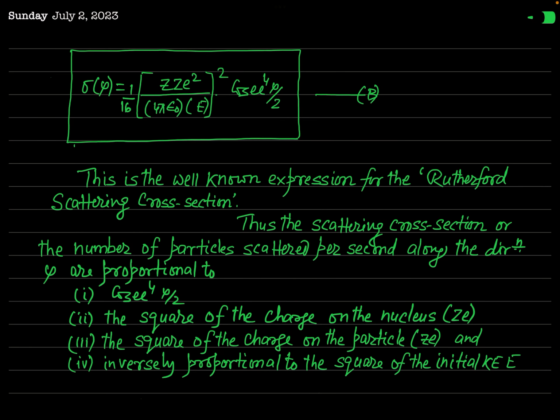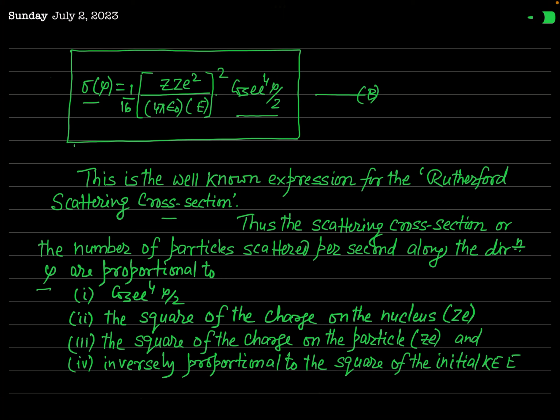Substituting this, you will get that this sigma phi will be equal to 1 over 16 times small z into capital Z e squared divided by 4 pi epsilon naught times E whole squared times cosec^4 phi by 2. This is the well-known expression for the Rutherford scattering cross section. Now you can see from this result that the scattering cross section actually represents the number of particles scattered per second along the direction phi.